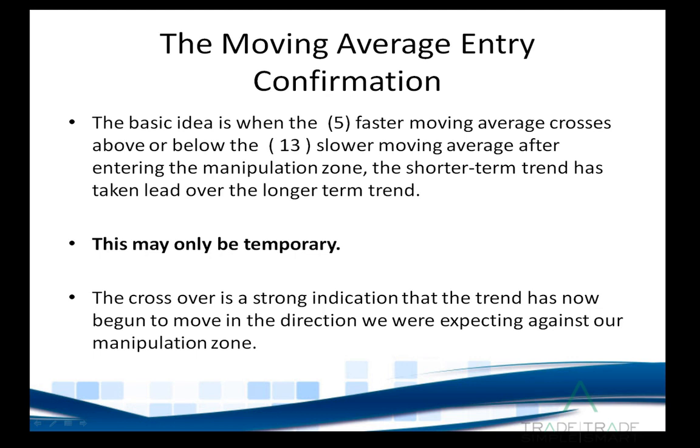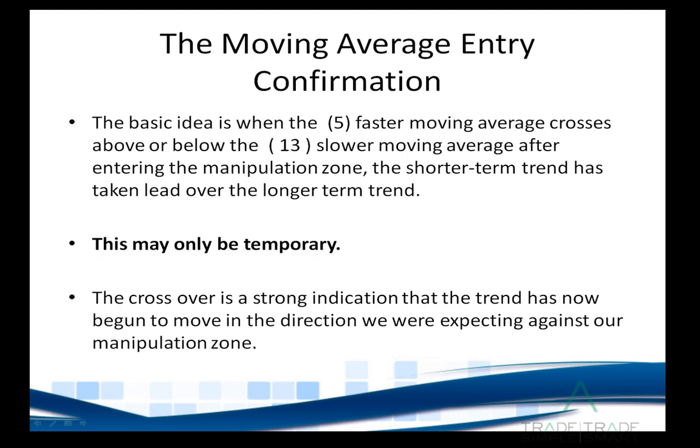Okay, so all we're looking for is once the identified manipulation area has been entered by price action and we have seen the correct formation to confirm that absorption and manipulation of retail orders have taken place, we're simply going to look for the 5 faster moving average to cross above or below the 13 moving average, and this obviously depends on whether we're in a bull or a bear trend. In a bear trend, we'll be looking for the 5 to cross below the 13, and obviously in an uptrend we'll be looking for the 5 to cross above the 13.